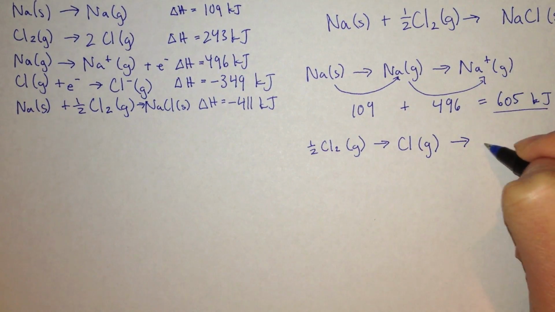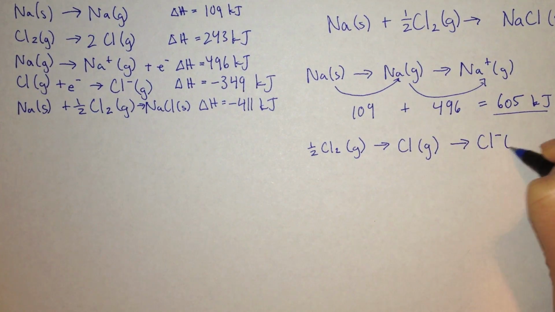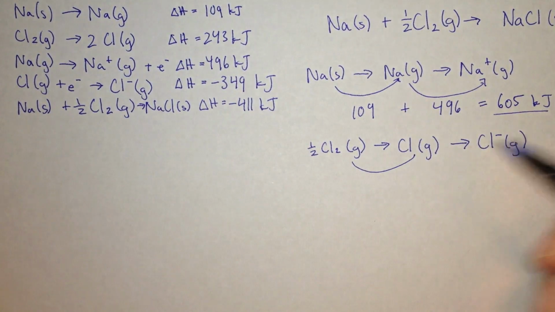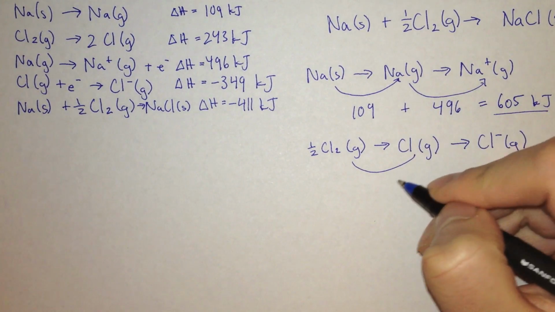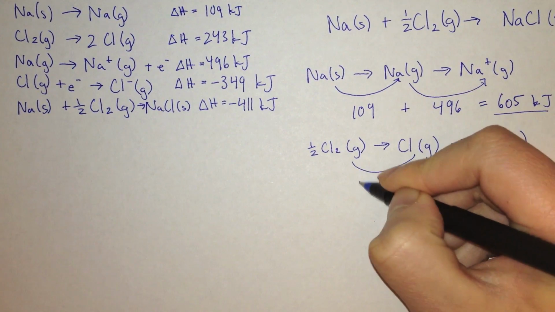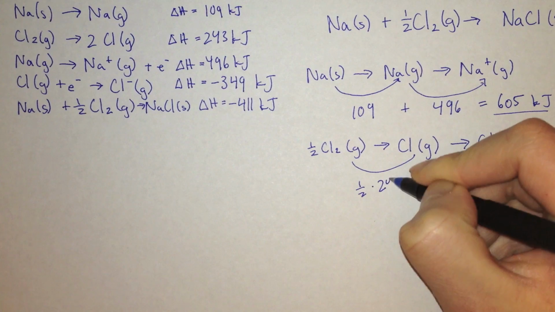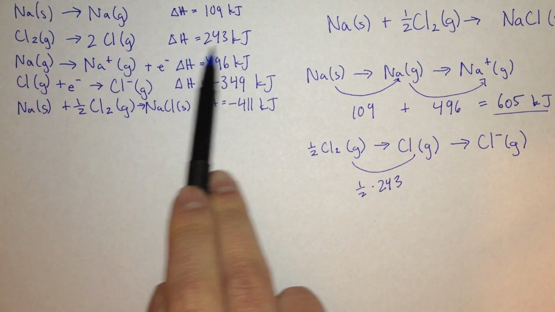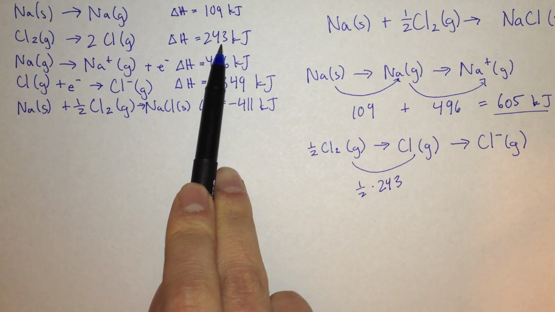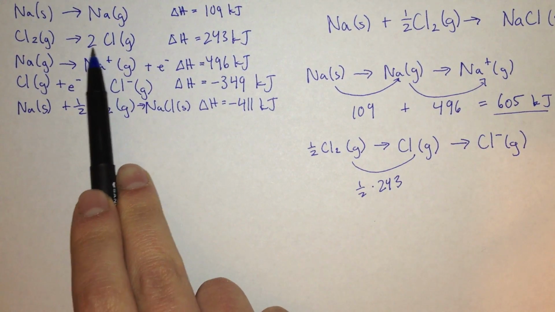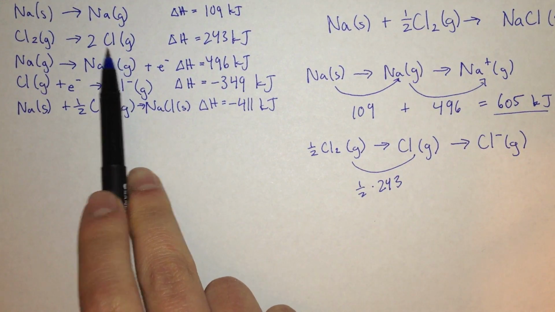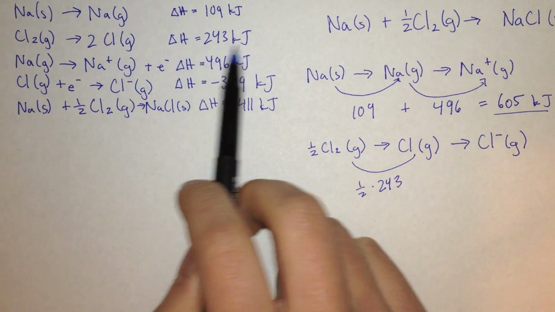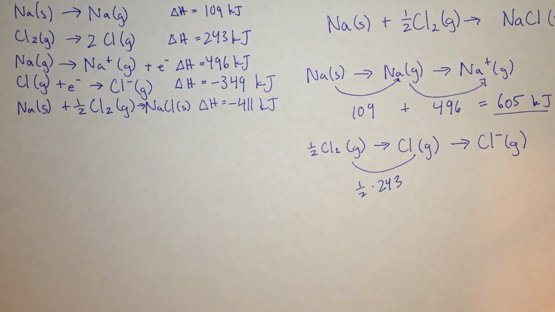And then we have to take away one of chlorine's electrons, and we're good to go. So from here to here, this is 1/2 of 243 kilojoules. So that comes from this equation here. It says 243 kilojoules, but that's for forming 2 chlorine atoms. We only need 1 for this reaction, so we have to cut this number in half. That's what we did here.